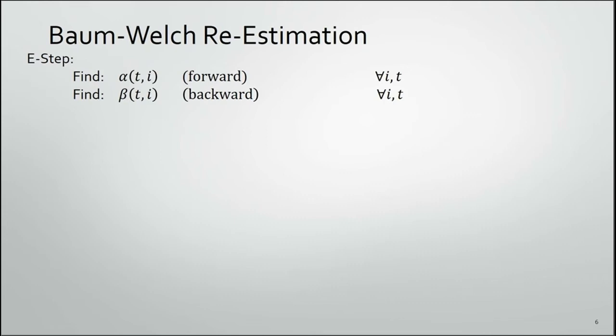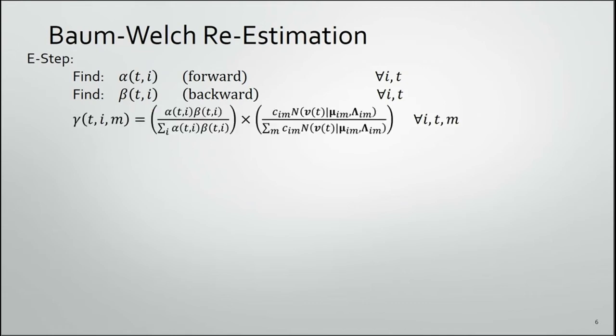So here's Baum-Welch re-estimation. The E step is as follows. The forward and backward algorithms are applied to find the alpha t(i) and beta t(i) variables. And then, using the expression we had seen earlier, gamma t(i, m) is obtained for each state i, each time step t, and each Gaussian m for each state i.